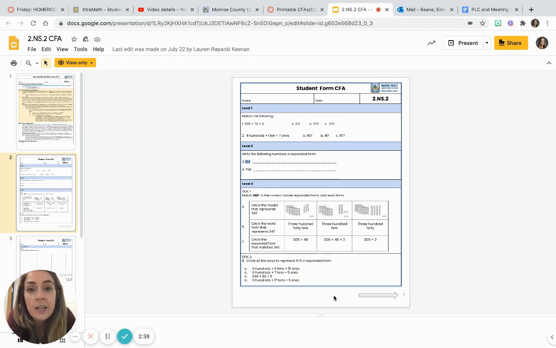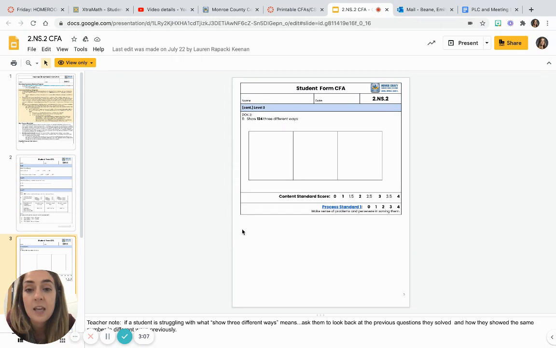Then we've also been talking a lot about how sometimes you can show the same number in the same form, but in a different way. So down here, it says circle all the ways to represent 675 in expanded form. They give you A, B, C, and D as choices, and I will tell you that there is more than one right answer. So I really want you to look carefully at all of these and circle all of the right answers. Any one that says 675, you're going to circle it.